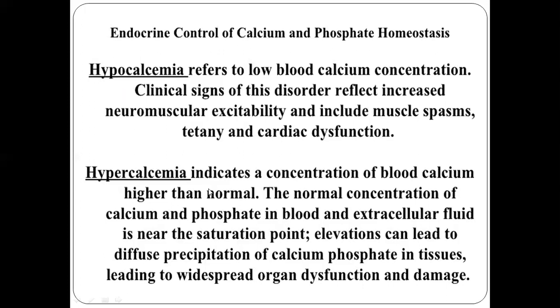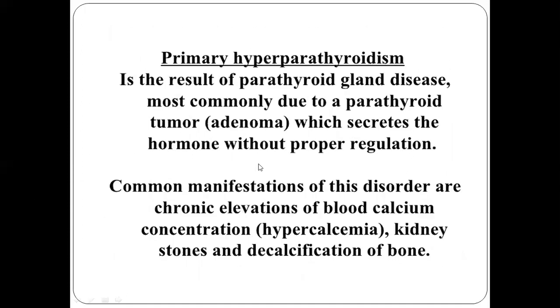What is hypercalcemia? It indicates the concentration of calcium in the blood is increased, and the normal concentration of calcium and phosphate in the blood and extracellular fluids is near the saturation point. Elevations can lead to diffuse precipitation of calcium; when it is increased, it starts to deposit into the tissues and leads to widespread organ dysfunction and damage. So increased calcium is also very dangerous. This is sometimes very lethal.